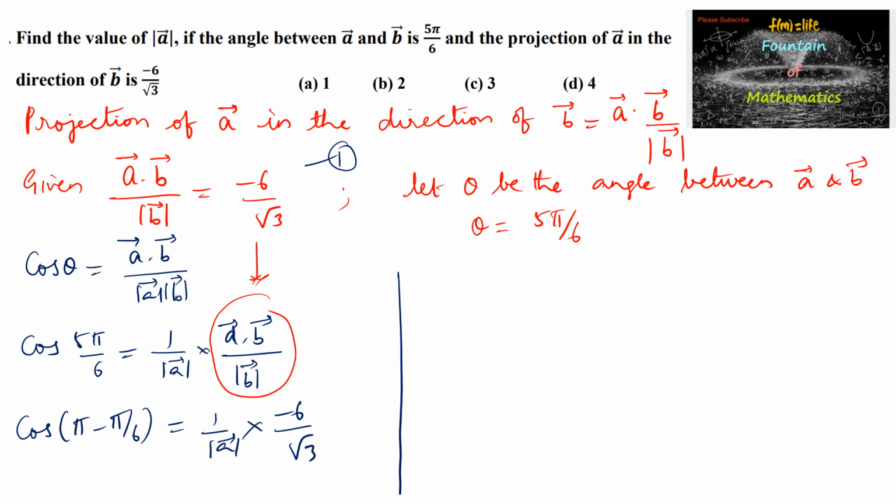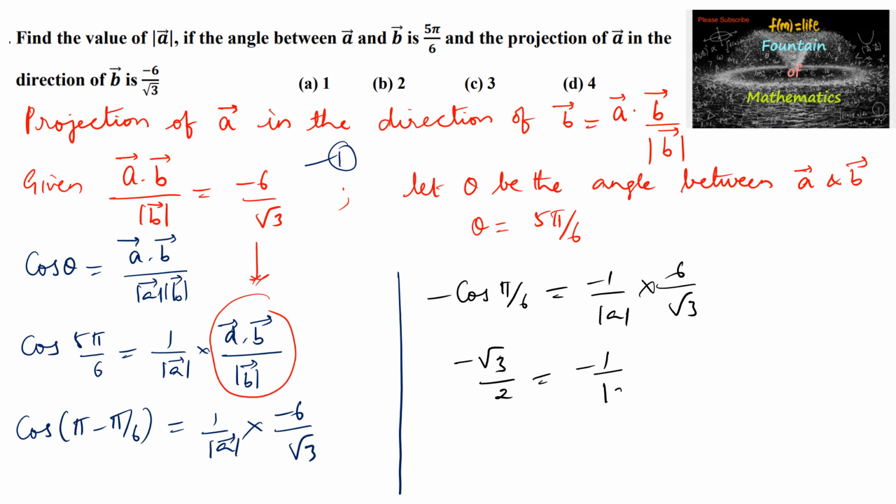So we can write cos(pi - theta) is minus cos theta, that is minus cos(pi/6), which is equal to minus 1 by mod A into 6 by root 3. Cos(pi/6) is root 3 by 2, so we can say minus root 3 by 2, which is equal to minus 1 by mod A into 6 by root 3.